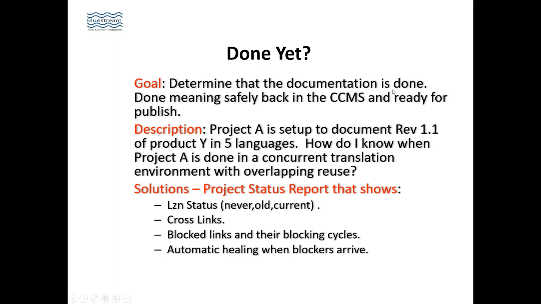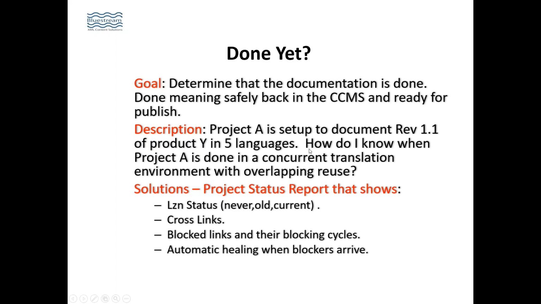So determine that the documentation is done. Done means safely back in the CCMS and ready for publish. So project A is set up to document revision 1.1 of product Y in 5 languages. How do I know when project A is done in a concurrent translation environment with overlapping reuse?